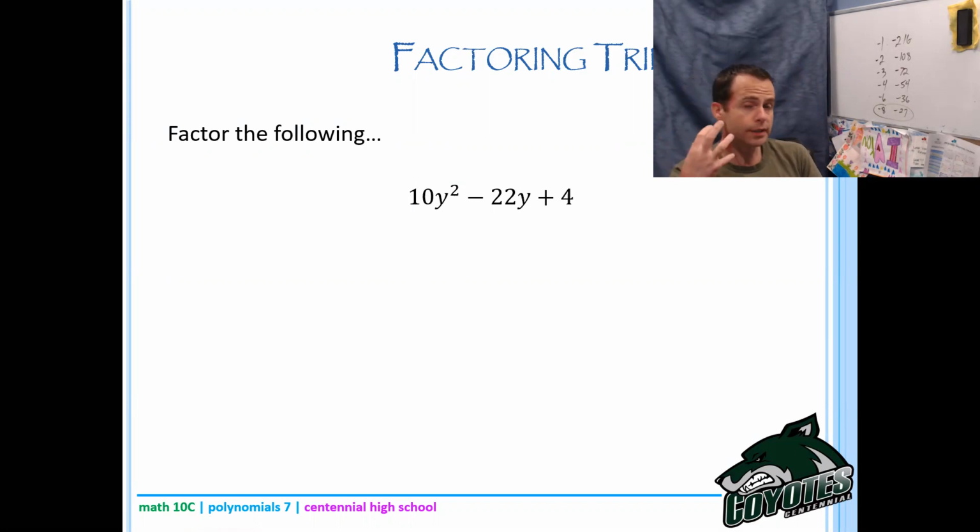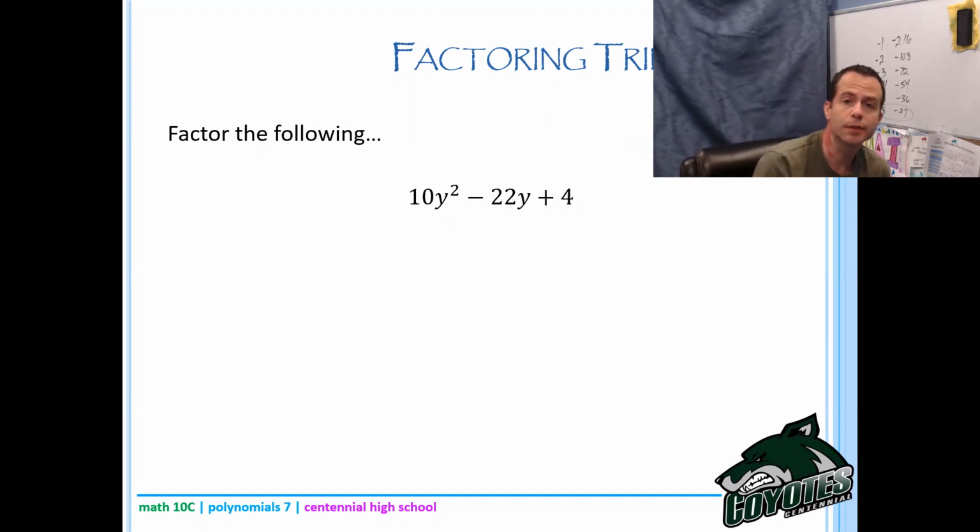You should always take out the greatest common factor first for two reasons. Number one, you're going to have to take it out at some point anyway because you have to completely factor. Number two, if you take it out at the beginning, you're dealing with smaller numbers and it just makes your life a whole lot easier. So when I look at 10y squared minus 22y plus 4, 2 is common to all of them, so I'm just going to take out the 2 right away. So now I'm looking at 5y squared minus 11y plus 2.